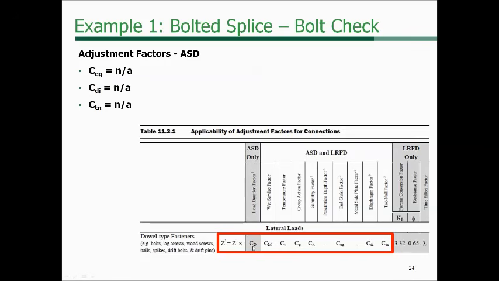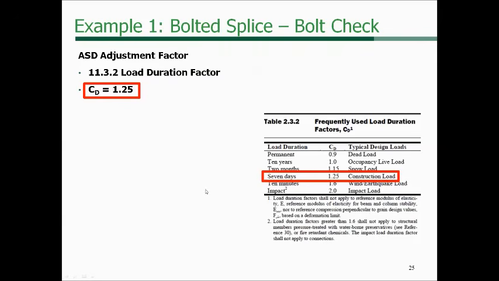So we're going to use the load duration factor, the moisture factor, temperature, group action, and geometry, and at least consider whether those can affect our design. So we're going to calculate a Z value, that's an unadjusted value, and then we would multiply those by these adjustments. So this next slide then has to do with the load duration factor.